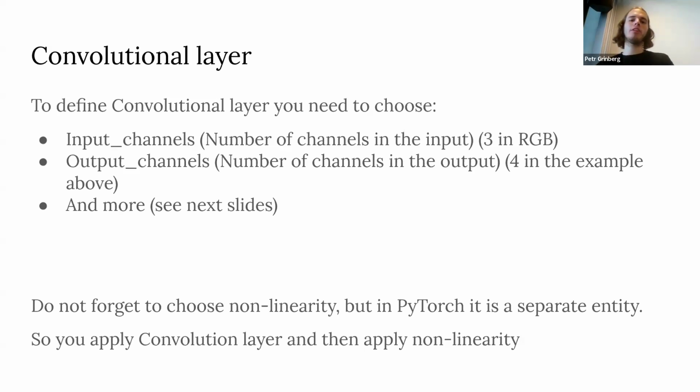So to define convolutional layer, again, you will have to identify how many input channels you have. If you have RGB image, it will be 3 channels, but if it's your intermediate layer, like I showed here, maybe your input channels will be like 32. Okay. Output channels also, how many output channels you want, 4 in the example above. Also, there are much more hyperparameters, much more things to choose, and we will discuss them in the next slide.